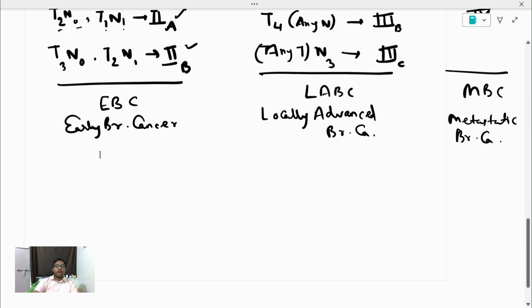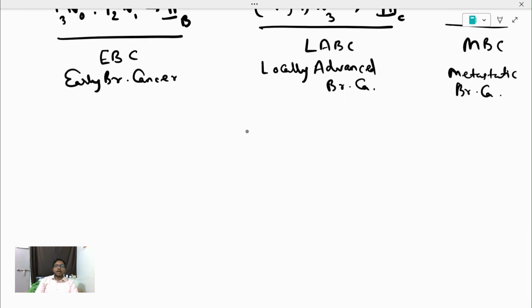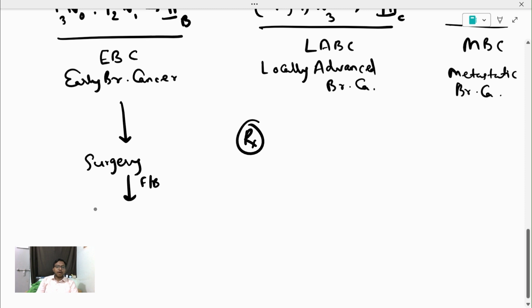It is very important to understand stages, because your treatment of breast cancer will depend upon whether it is early breast cancer, locally advanced breast cancer, or metastatic breast cancer. Let's say you have early breast cancer, you can go for direct surgery, followed by post-op adjuvant therapy. What surgery you can do, again, depends on so many criteria. So at least remember, if it is early breast cancer, directly you can go for surgery followed by adjuvant therapy. If it is locally advanced breast carcinoma, you have to go for neoadjuvant chemotherapy.